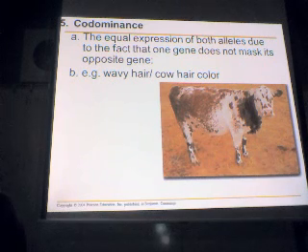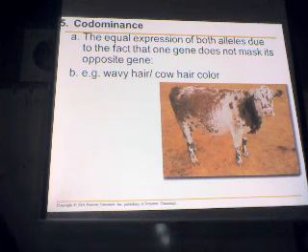Our last type of complex inheritance is codominance. In codominance, we have the equal expression of both alleles because one gene does not mask its opposite gene. For example, in cows and horses, you have a roan coat, which shows both white and red hair. In humans, we have wavy hair, which shows both alleles of curly and straight. So in codominance, we're going to see both alleles. It's not going to blend. We will see both. My favorite example is a checkered chicken. The checkered chicken will have both white and black feathers.